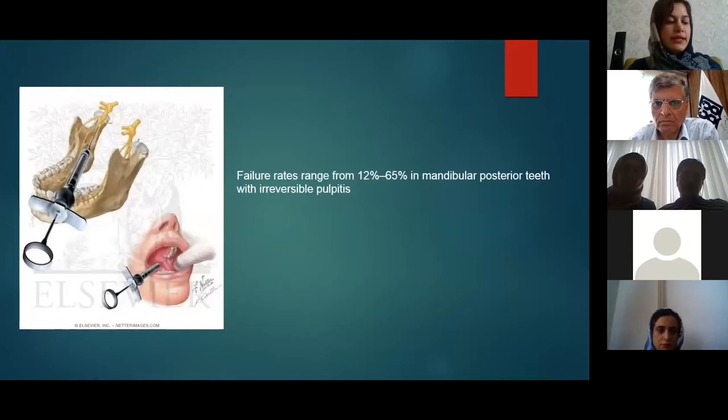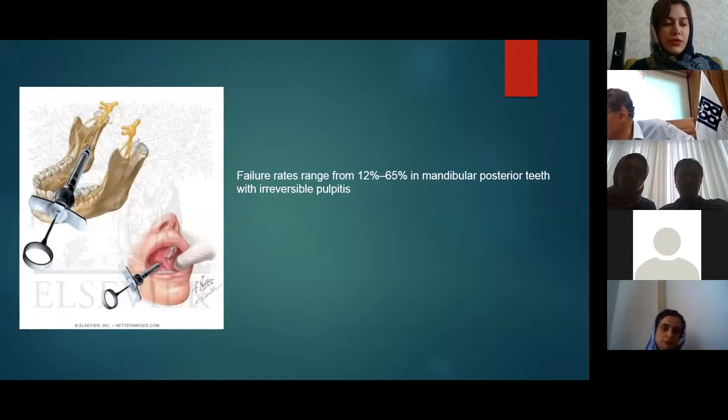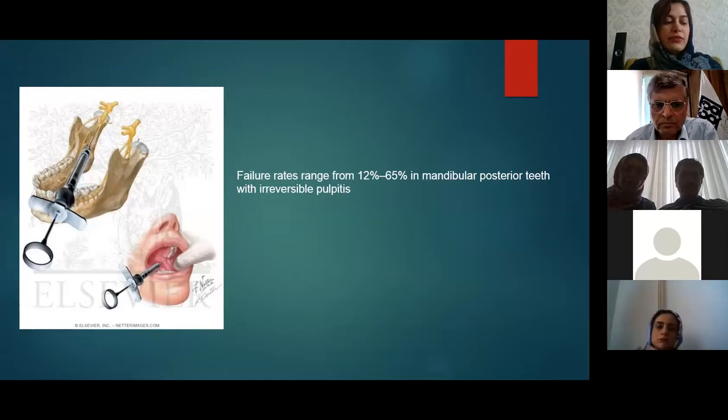The next technique is Gow-Gates, which anesthetizes all branches of the mandibular nerve, including auriculotemporal, lingual, buccal, and mylohyoid. The target area for depositing the local anesthetic agent is the lateral aspect of the anterior portion of the condylar neck. The failure rate ranges from 20% to 65%.